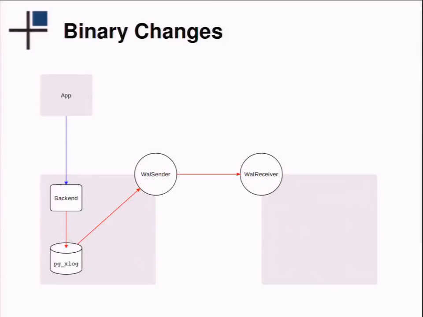Then there is a process called wall sender, in case you have replication, for instance, that reads the wall and sends it to another Postgres, which with a process called wall receiver will receive the wall and reapply it. So you see all the arrows here are red, meaning they are binary. They are opaque. They are unintelligible.